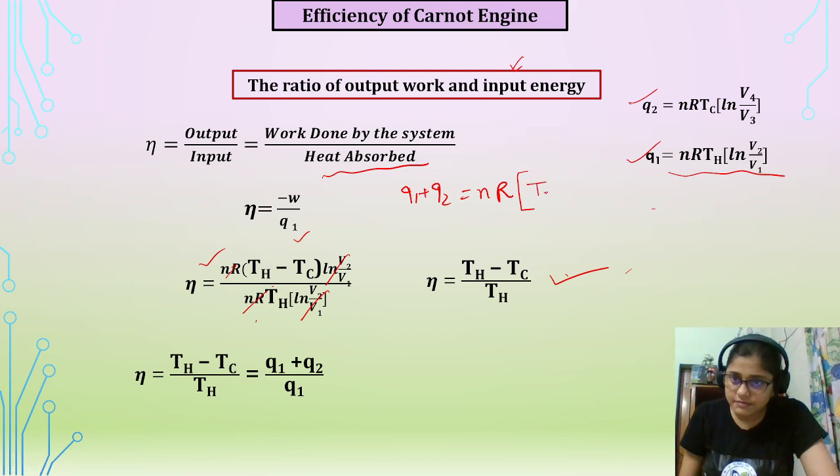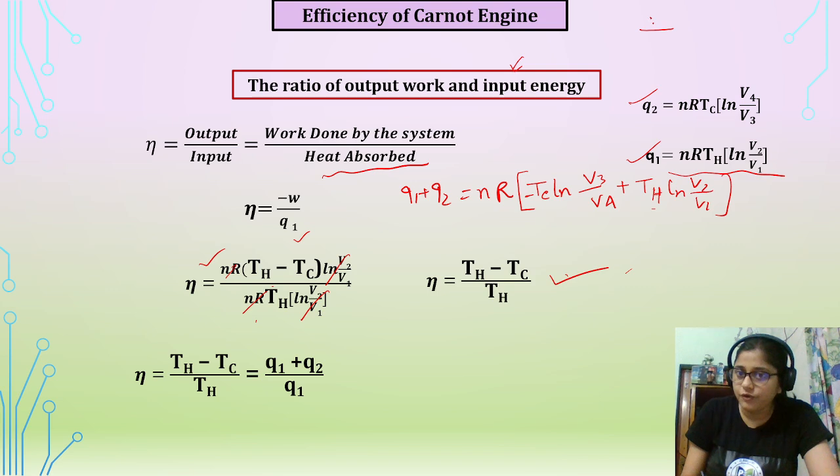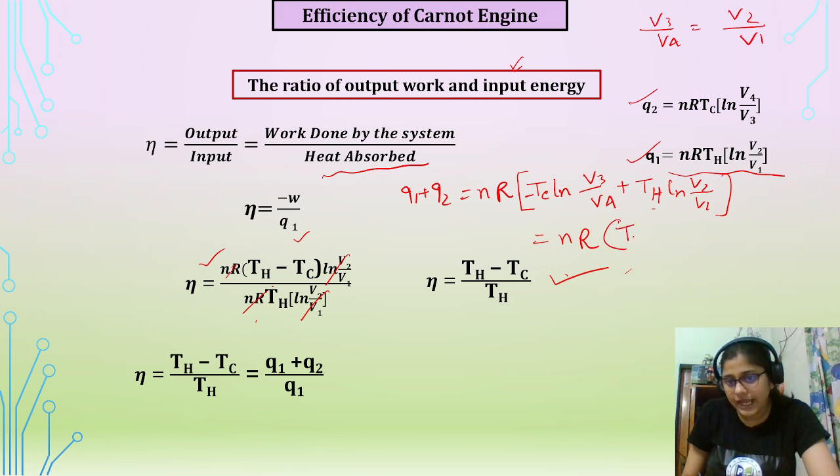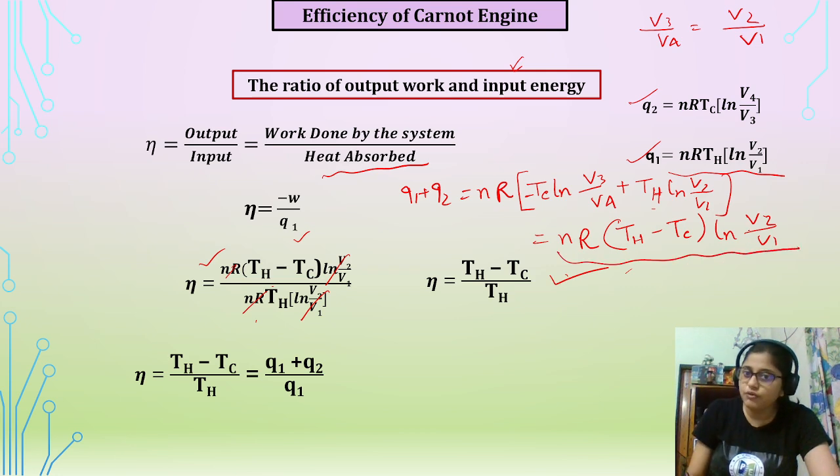So now TC is there, right? And ln, let's say, I have taken minus, and v3 by v4 I have written like that, and plus TH ln v2 by v1, and we know that v3 by v4 is equal to v2 by v1, right? And if we put that value, it will be nR into TH minus TC into ln v2 by v1, which I have taken as common. This will be the Q1 plus Q2.